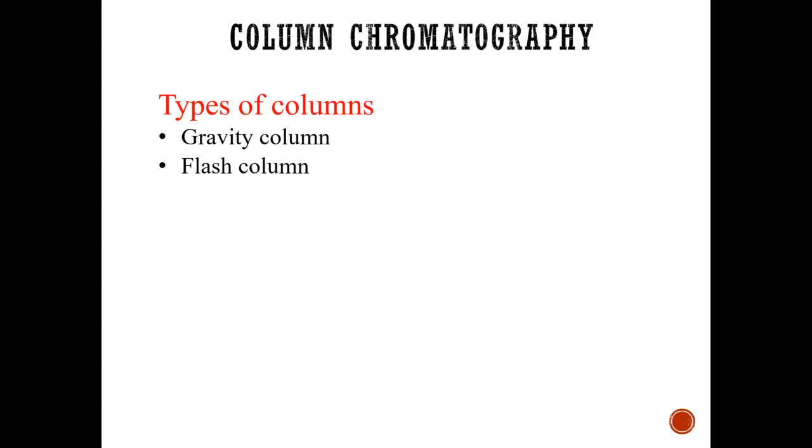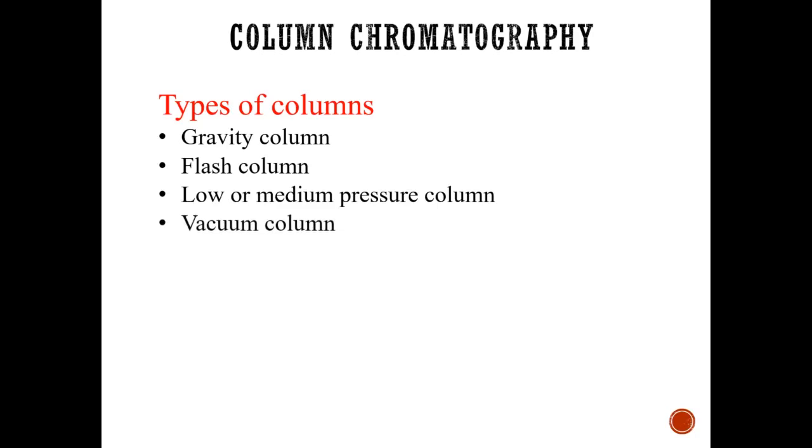Next one is low or medium pressure column. In these low pressure columns, pumps are used to accelerate the movement of the mobile phase. Separation will be faster as compared to gravity column. Low or medium pressure is also generated. Next column will be vacuum. In this vacuum liquid chromatography method, stationary phase is packed dry, then mobile phase is added portion by portion and vacuum is applied. Due to the vacuum pressure, the separation takes place in the vacuum column.